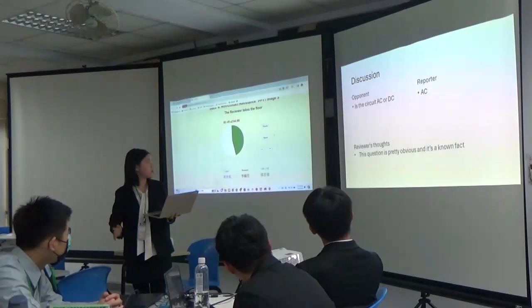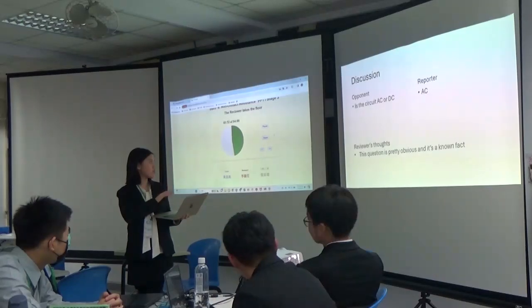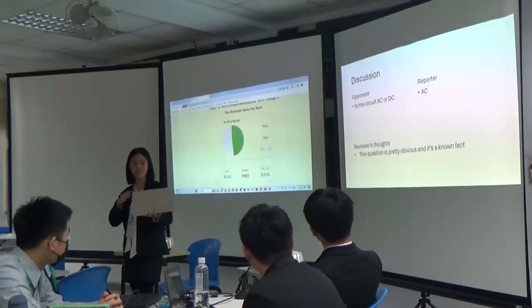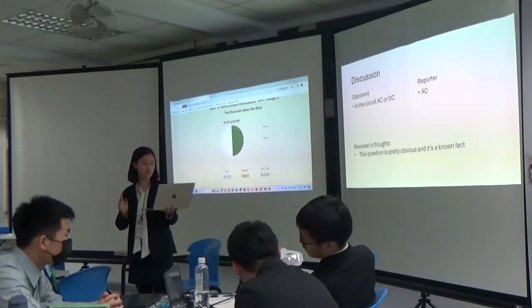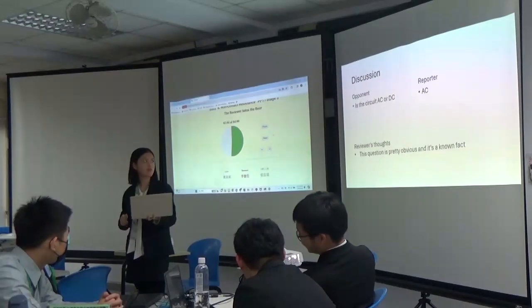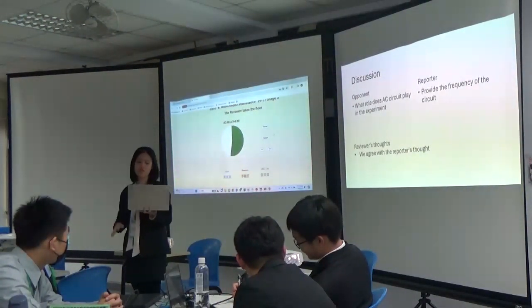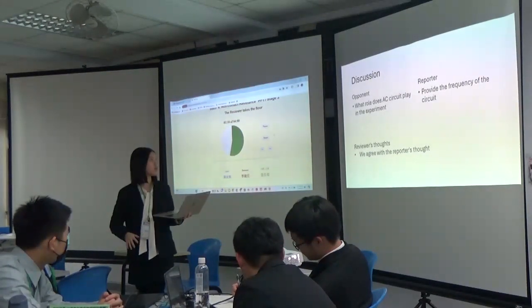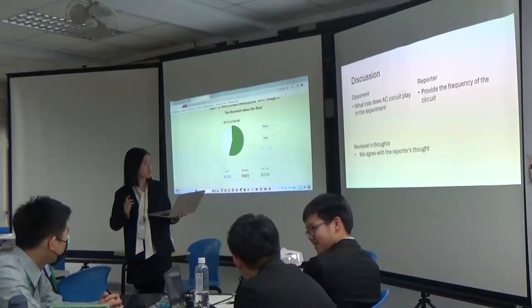For the discussion part, the first question is whether the circuit is AC or DC, and the reporter's answer is AC. But this question is pretty obvious and it's a known fact, so we think it's unnecessary. The next one is what role AC circuits play in the experiment, and we agree with the reporter's answer.